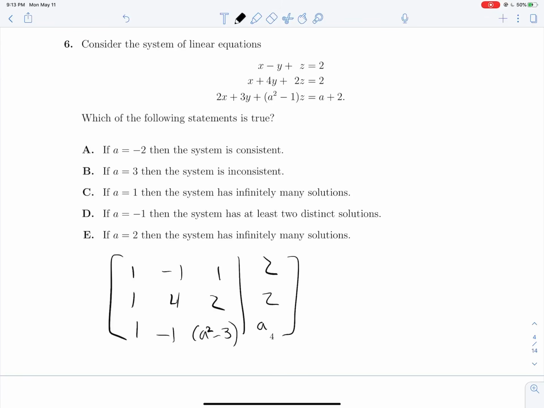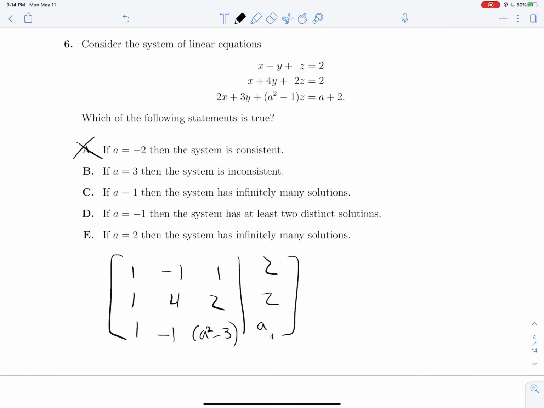So let's see. We should be able to plug some answer choices in here to figure some things out. So A says if a is equal to negative 2, then the system is consistent. Let's see, if we plug in negative 2 here, we will end up with 1 here and negative 2. And no, that's not looking too good because we have the same combination of x, y, and z here and here, but they're equal to 2 different things on the right-hand side. So that's no good. Our system is inconsistent.